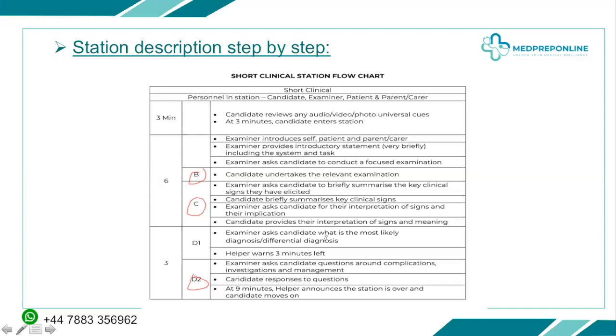So it's very important that whenever you practice the stations, you keep this time flow chart in front of you and practice accordingly. You should know the key areas, like the complications, investigations, and differentials. So you only have to focus on these key areas.